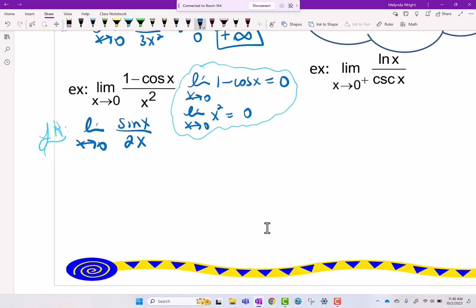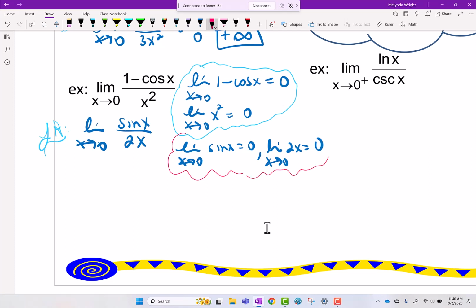But I do want to do L'Hopital one more time just to show you that we could do it that way if we wanted to. So we would show the limit as x goes to 0 of sine x is 0. We would show the limit as x goes to 0 of 2x is 0. So this is the requirement of doing L'Hopital. This is my second venture at L'Hopital. So here we go. The limit as x goes to 0. The derivative of sine is cosine. And the derivative of 2x is 2.